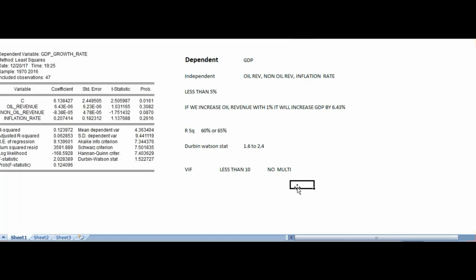Okay, so you have to perform this test as well before jumping to interpretation or before writing your results. If multicollinearity exists, then you have to remove it, okay, by adding further variables or using other techniques to avoid multicollinearity.